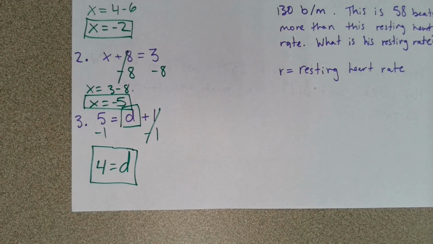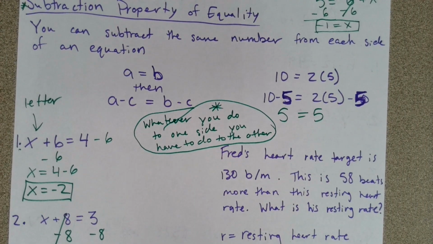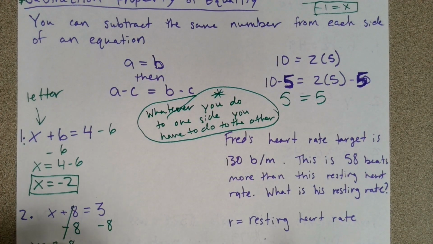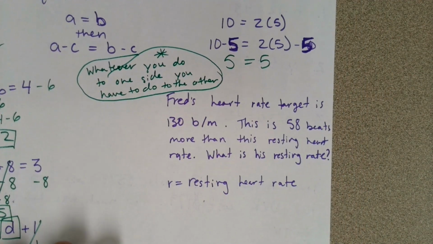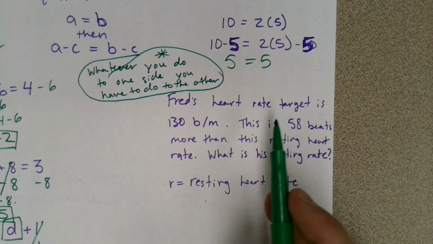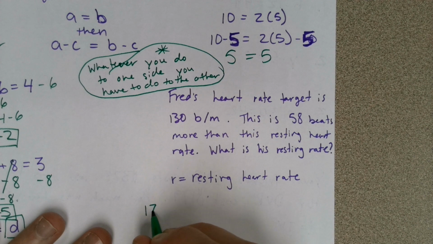Just like that. I think this one rule right here is going to be able to get you through this whole lesson. Whatever you do to one side, you have to do to the other. All right. We got a little bit of a word problem here. We know Fred's target heart rate is 130. I see 130. I write that down.